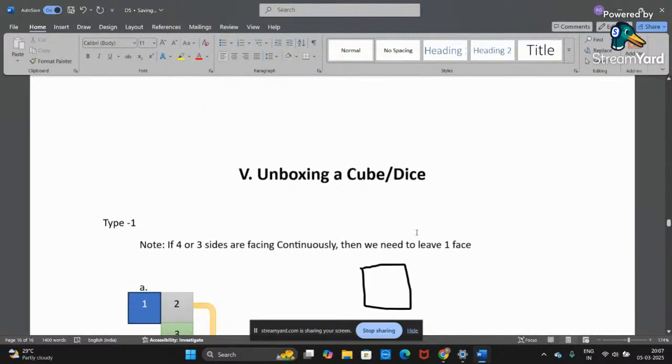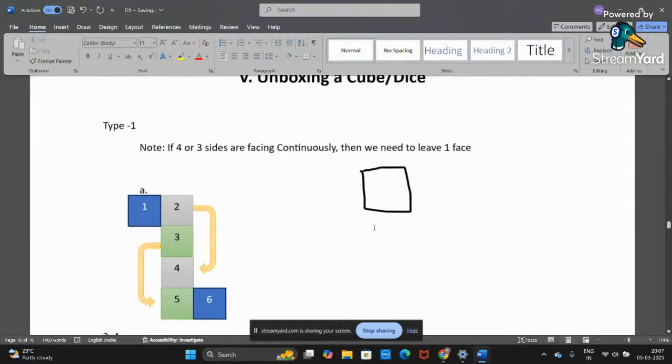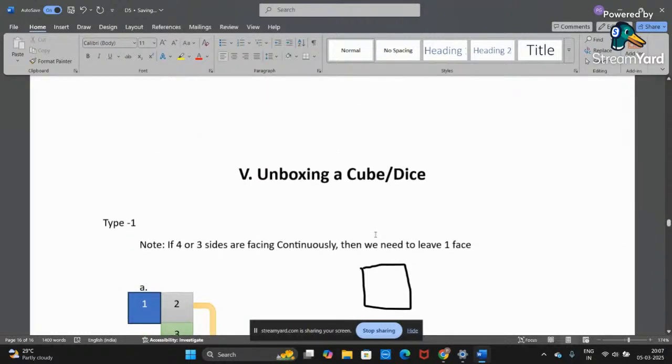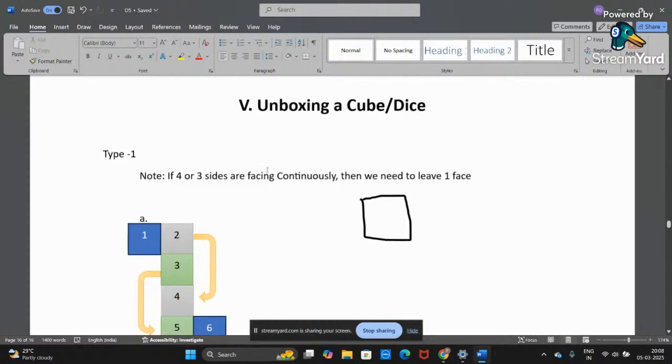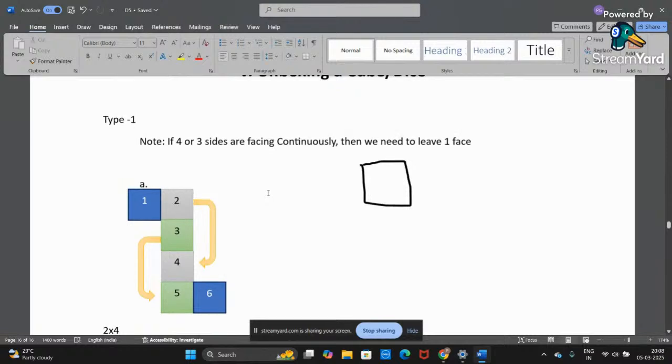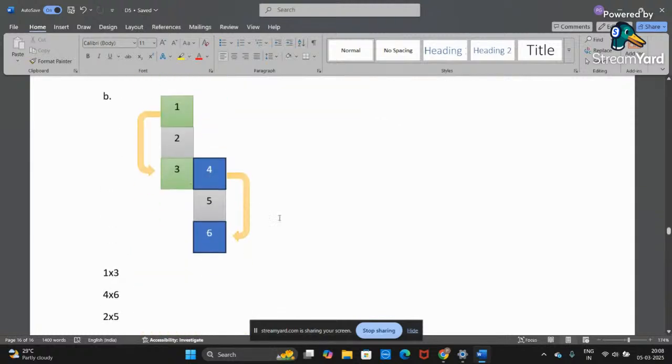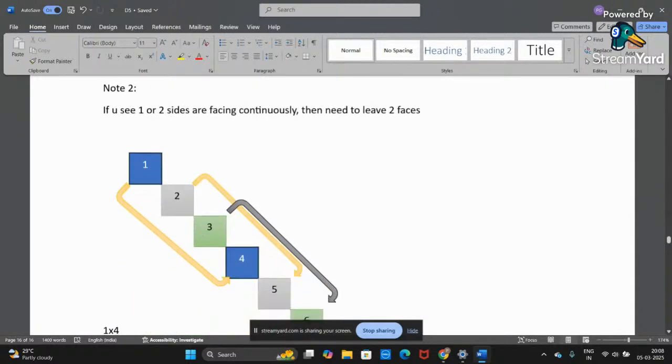Is it clear about unboxing a cube or dice? Let's recall all the topics once again. Unboxing a cube or dice, let's recall it again. Yes. See, when you are having a cube, when we take a dice, it has 6 faces, right? When we unfold the dice, it looks like this form, or this form, or this form.